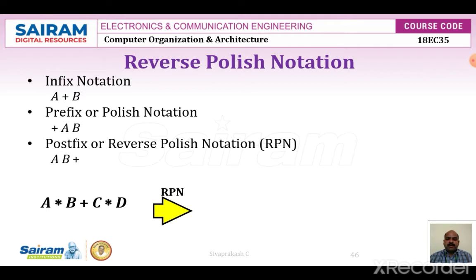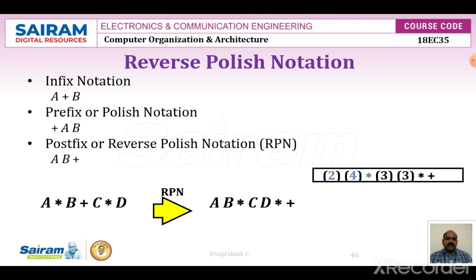As an example, I have given a into b plus c into d. How does the reverse Polish notation work here? With an example we can do that. So it becomes a b into c d into plus. In such a way the symbolic notation is represented as RPN. Take an example of this.